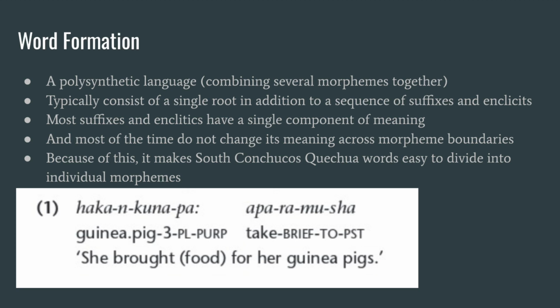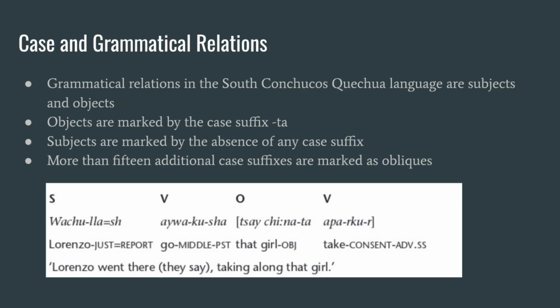So let's take a look at the word formation that the South Conchucos language has. It is a polysynthetic language, which means it combines several morphemes together and typically consists of a single root in addition to a sequence of suffixes and inclitics. Most suffixes and inclitics have a single component of meaning, and most of the time do not change meaning across morpheme boundaries. Because of this, it makes South Conchucos Quechua words easy to divide into individual morphemes, as you can see in the box below.